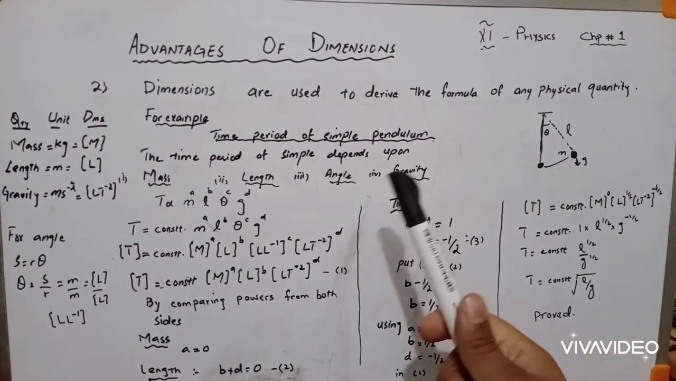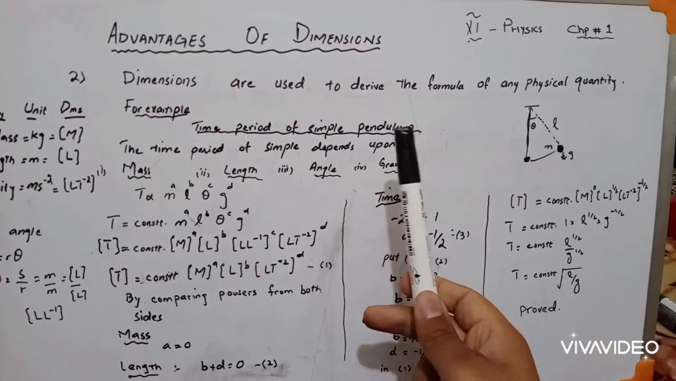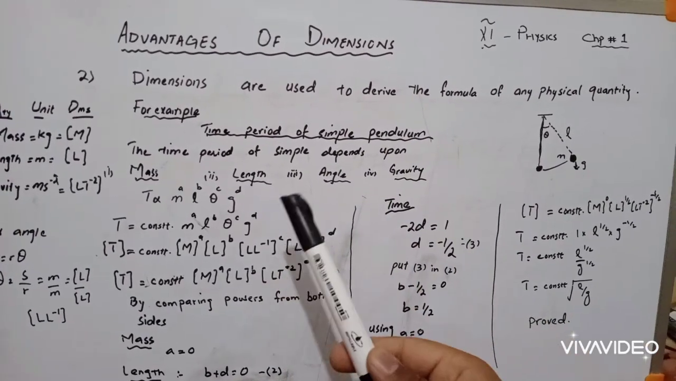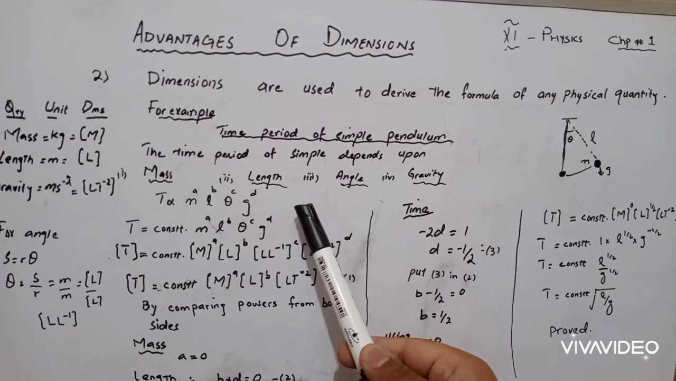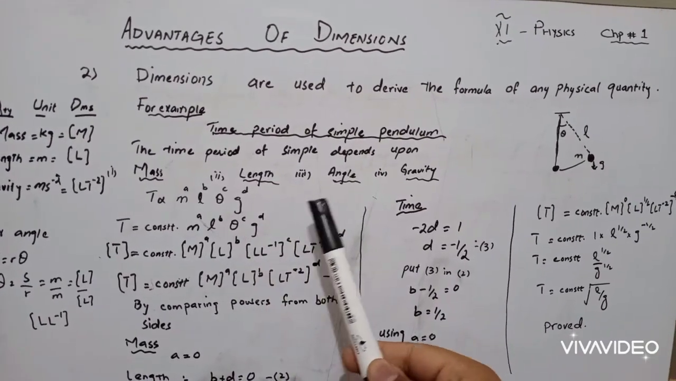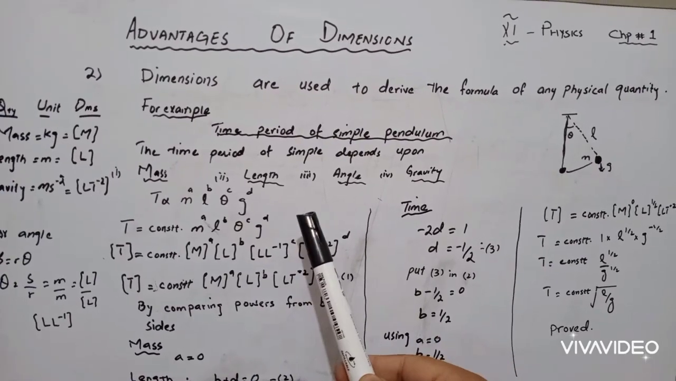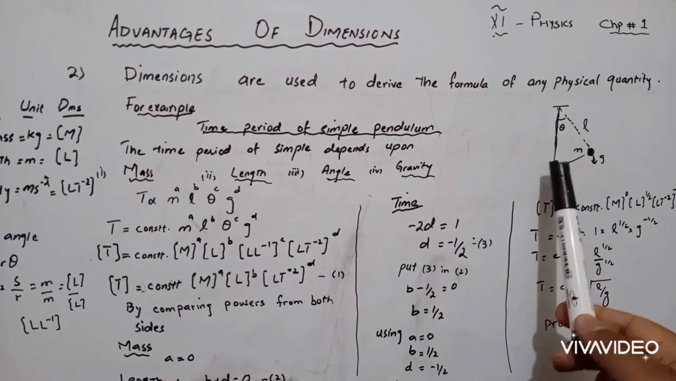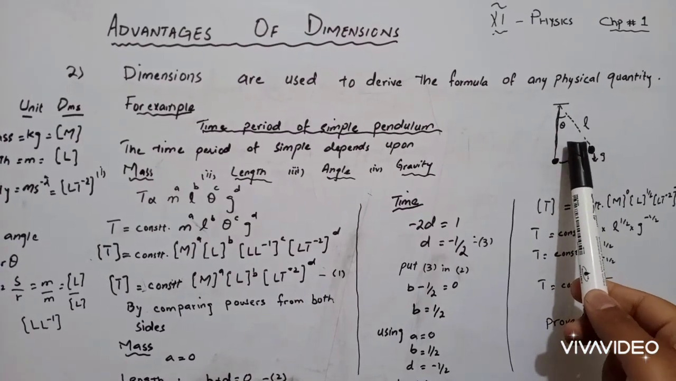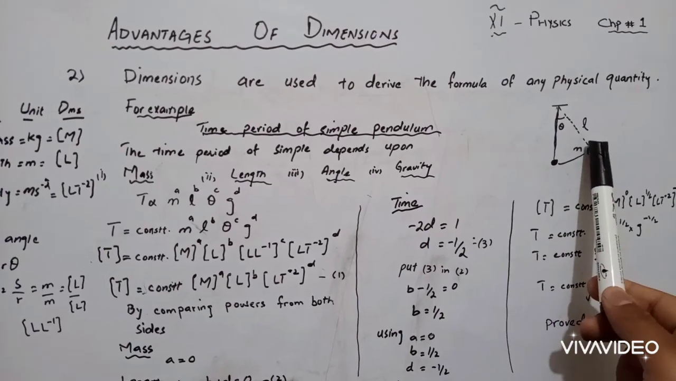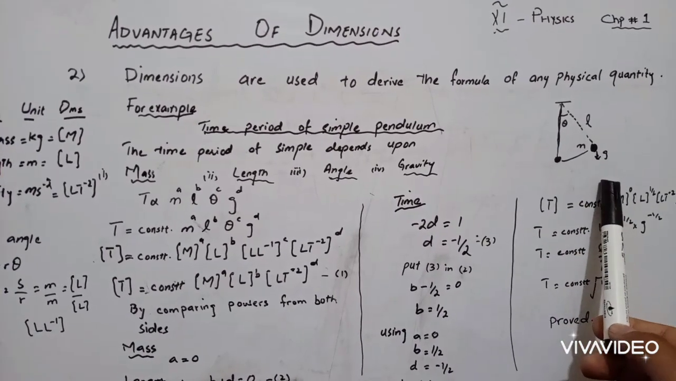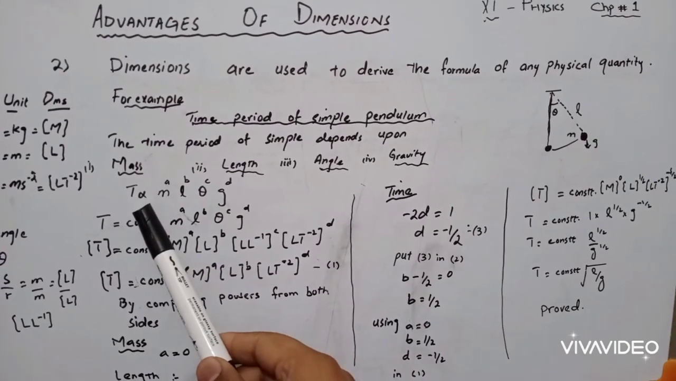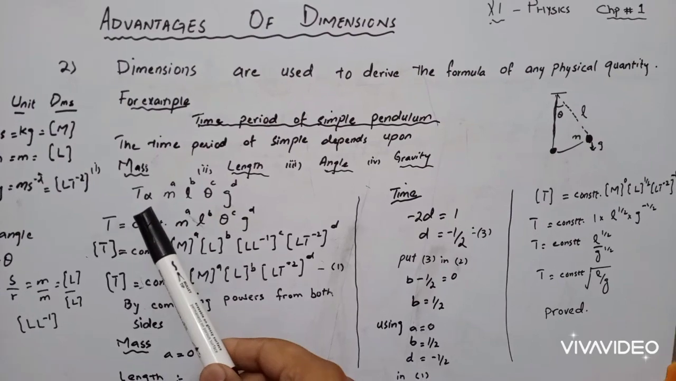Now move on to the second advantage of the dimension. The second advantage of the dimension is how we can derive the formula of any physical quantity. For example, the time period of the simple pendulum depends on the following factors: mass, length, angle, and the gravity. You can simply remember these variables by sketching its diagram in your mind. You can see the angle through which the bob is displaced from its mean position, the length of the thread, mass of the bob, and the gravity which is acting on the bob. Now we just symbolize them with the direct relation on which the time period of the simple pendulum depends.